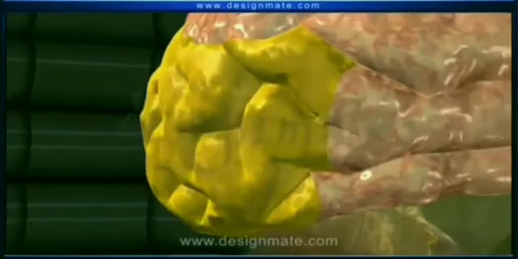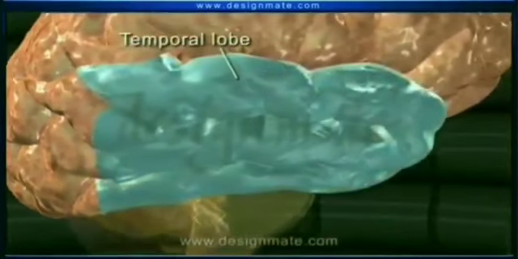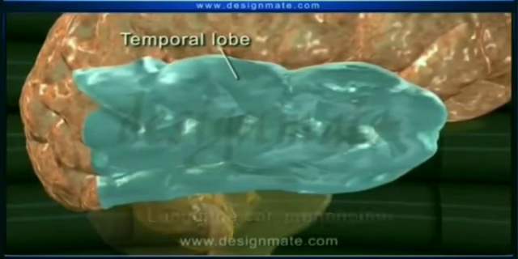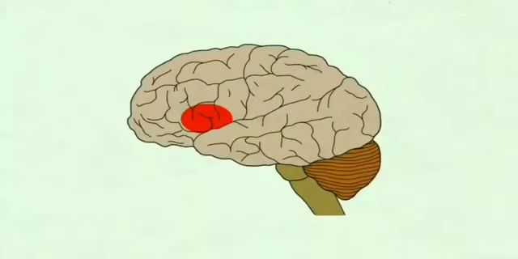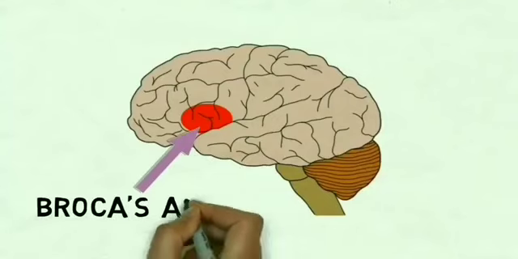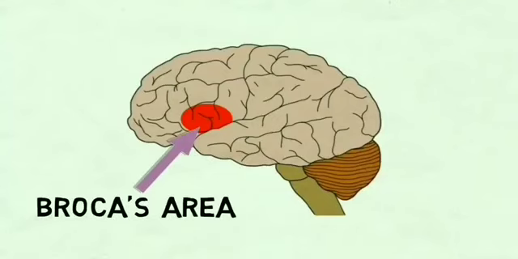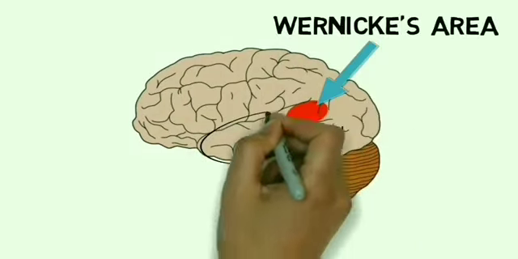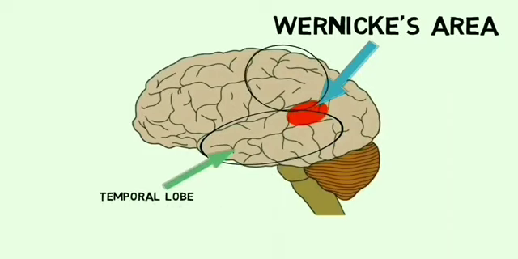And the last one is the temporal lobe. It contains centers for smell, hearing, speech and emotions. Broca's area or motor speech area is present in the frontal lobe. It translates the thoughts into speech. Wernicke's area or intelligence center. It helps in the understanding of spoken and written words. The area of contact between the temporal lobe, parietal lobe and occipital lobe is the center for Wernicke's area.